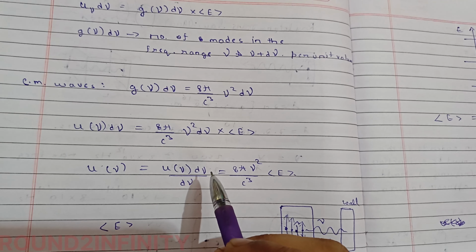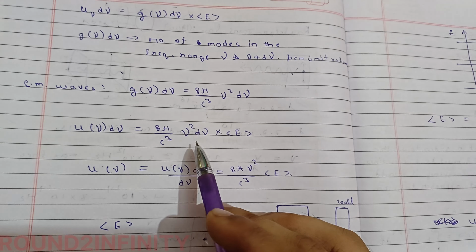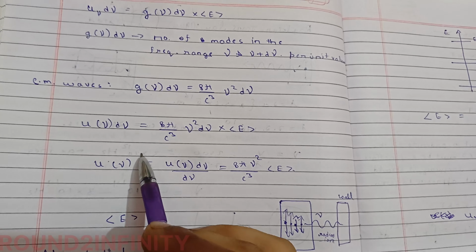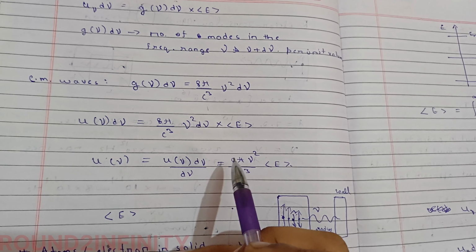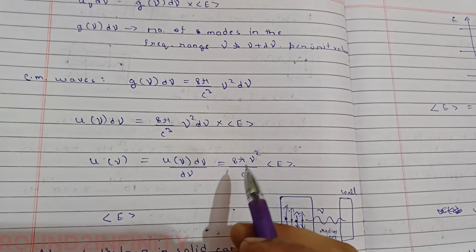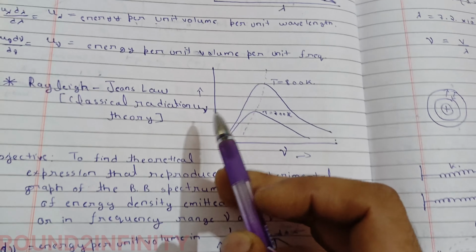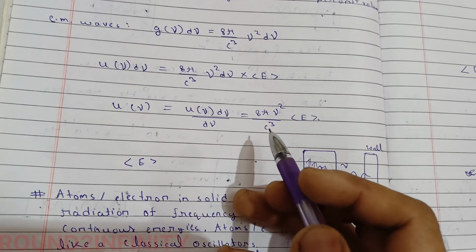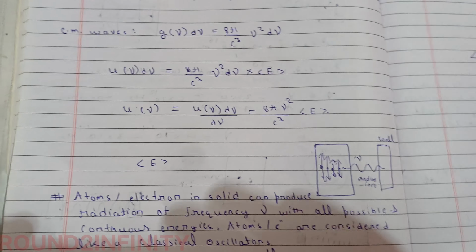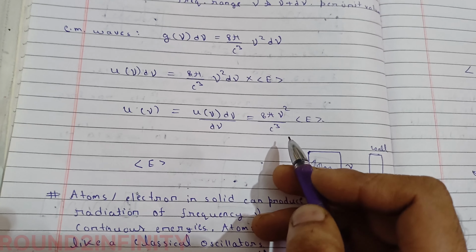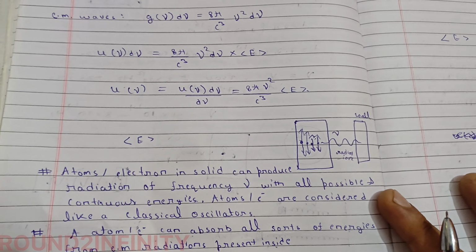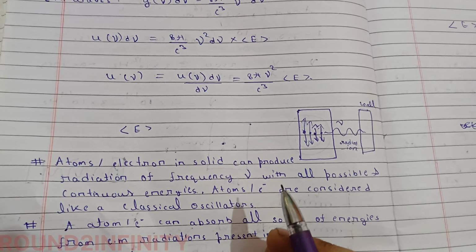Now u nu is u nu d nu divided by d nu. So you will get the term 8 pi nu squared divided by c cubed times the average energy. So now this is the expression you have for u nu versus nu, but you can't plot this yet, because you need u nu and nu to plot it. You have this, but the average energy is still a variable, because you didn't find this value yet. So how can we calculate this average energy? All the game is in this average energy. So let's see what Rayleigh and Jeans did to find it. They followed all the rules of classical physics.